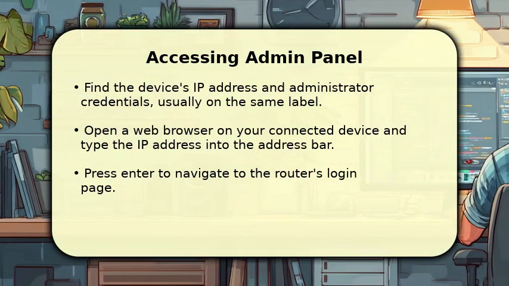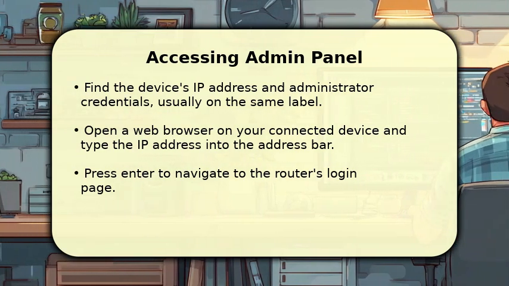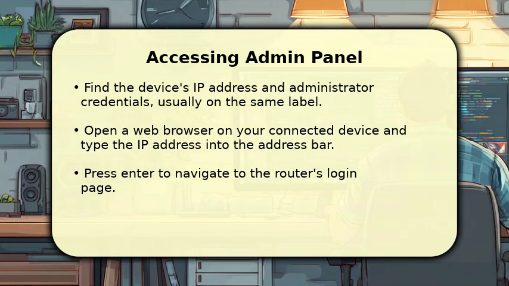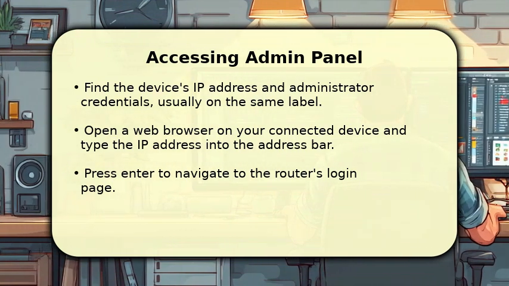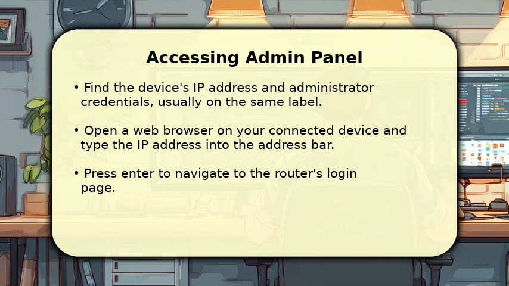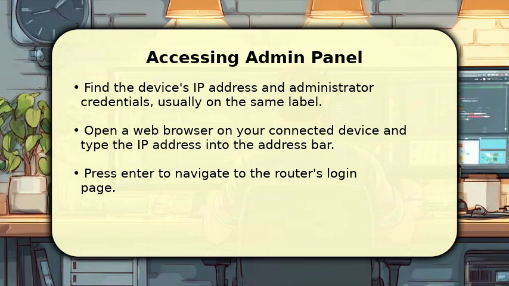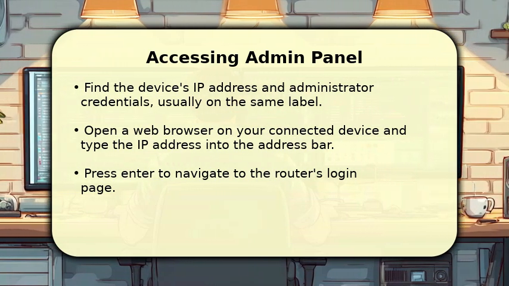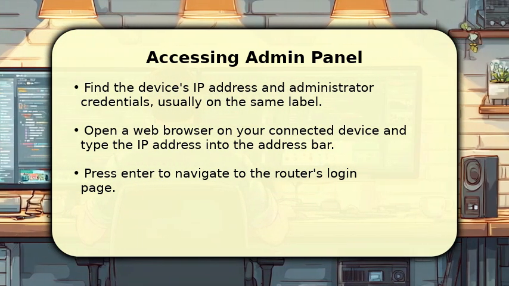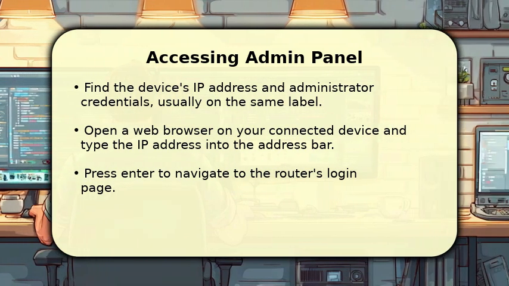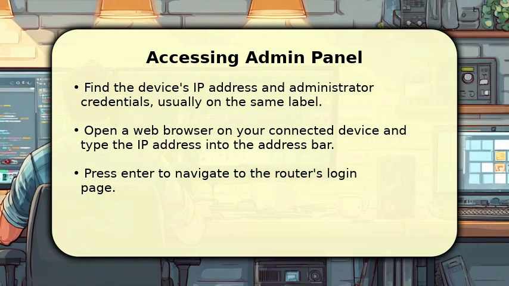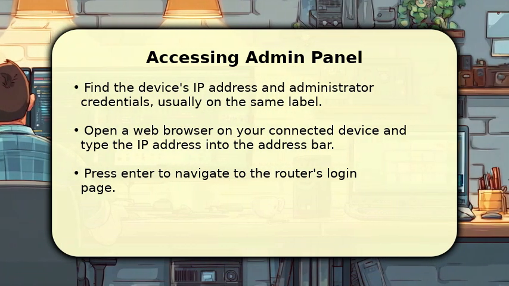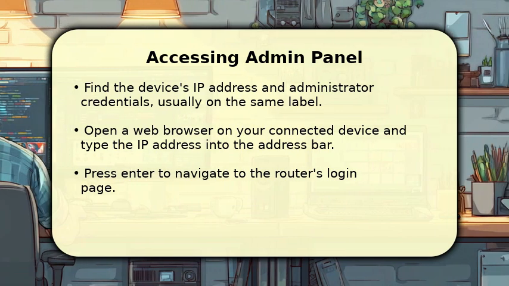To customize your network, you will need to access the device's administrative interface. Locate the default IP address, often something like 192.168.0.1 or 192.168.1.1, along with the administrator username and password, typically found on the same label as your Wi-Fi credentials. Open any web browser. Type this IP address into the address bar, and then enter your administrator login details to access your device's comprehensive settings.